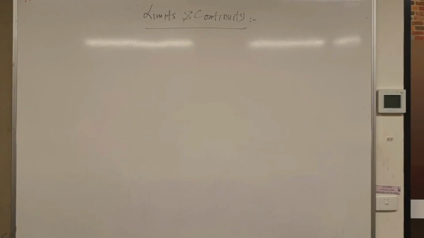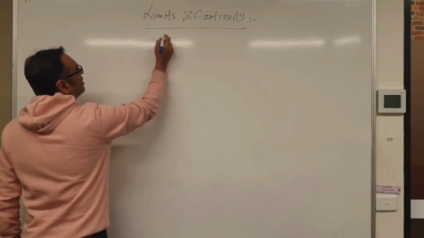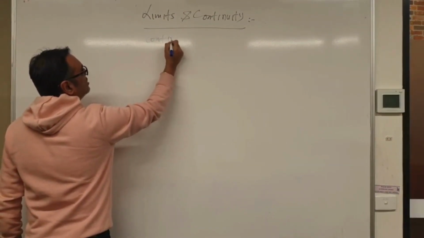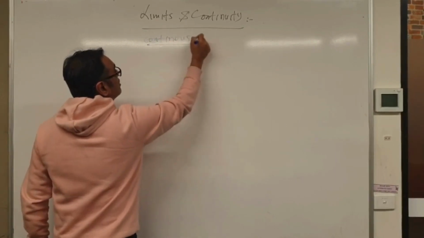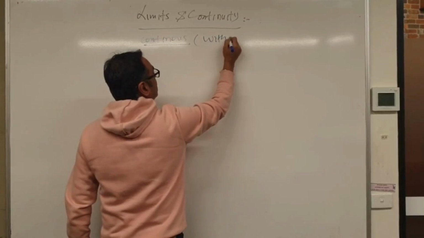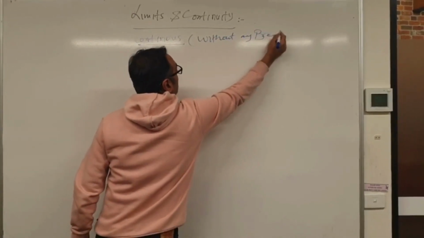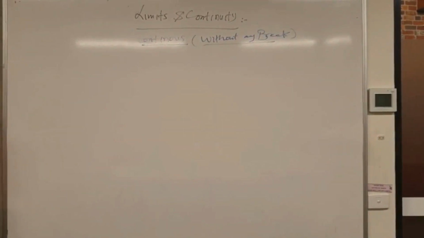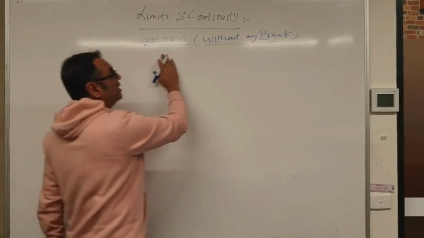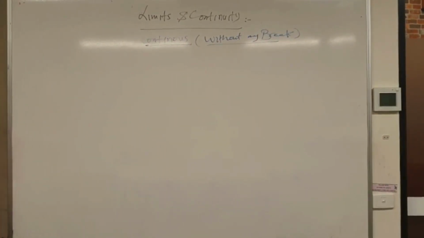Continuity means something which is continuous. Continuous means without any break. And we are talking about continuity, or being continuous, with respect to the graphs, with respect to a function.